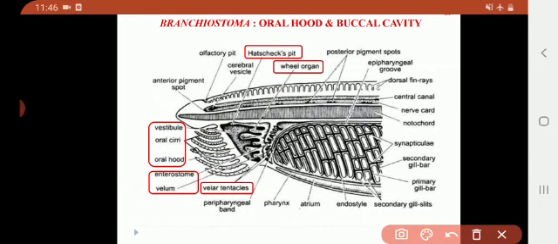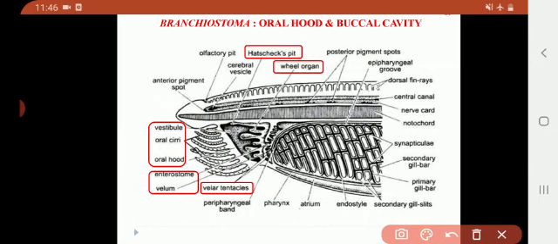So the mouth is a median aperture situated anteroventrally below the rostrum. It is bordered by the membranous structure referred to as the oral hood, right? And the free ventrolateral edges or margin of the oral hood is provided with 10 to 11 pairs of tentacular structures, or ciliated slender structures, which are referred to as the oral cirri or oral tentacles. Oral cirri is the more common usage.